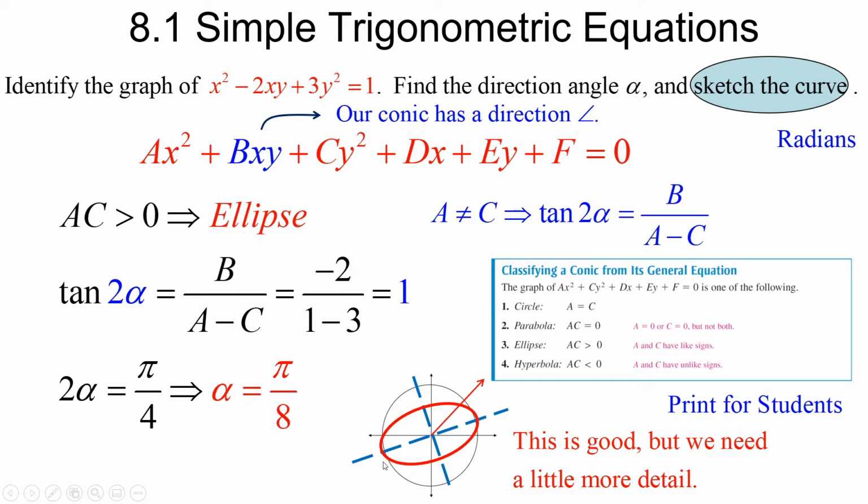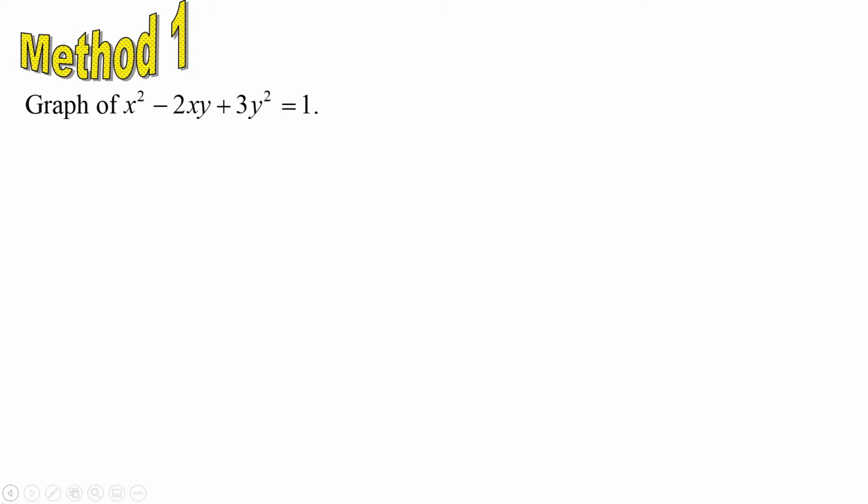All right? And where our ellipse intercepts both the major axis and the minor axis. And then we'll probably throw that direction angle into the picture too. So, method 1. All right? So this is using our graphing calculator. Graph of x squared minus 2xy plus 3y squared equals 1.